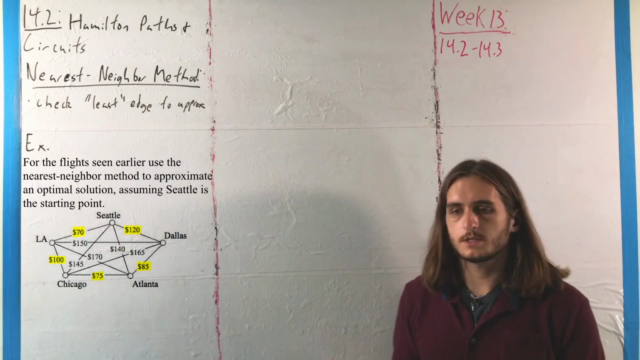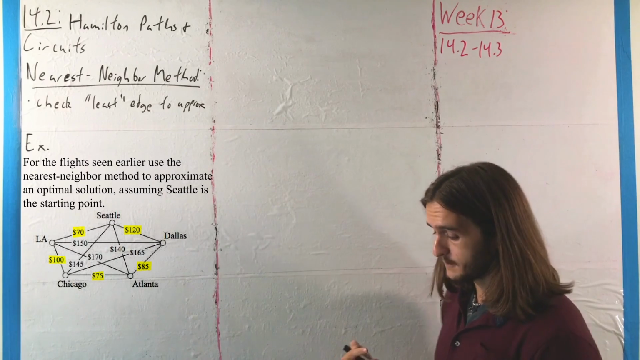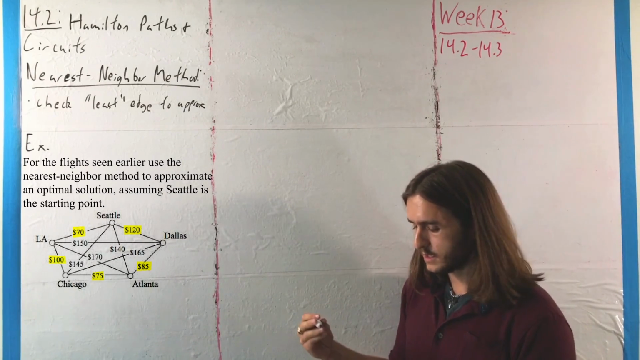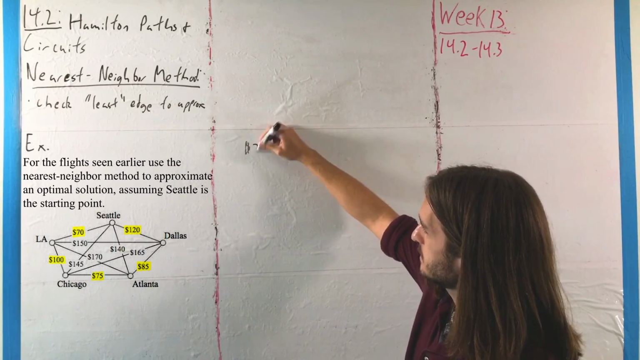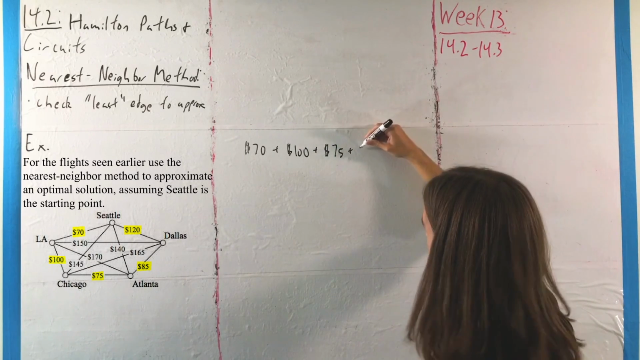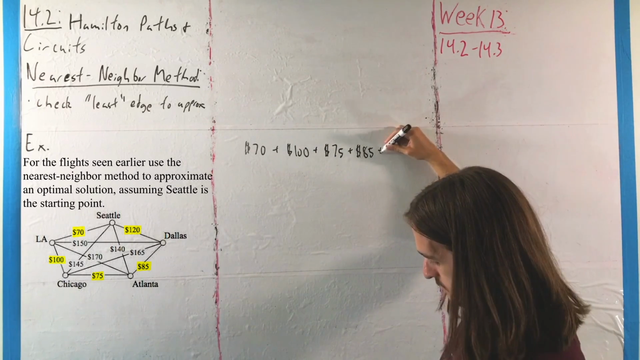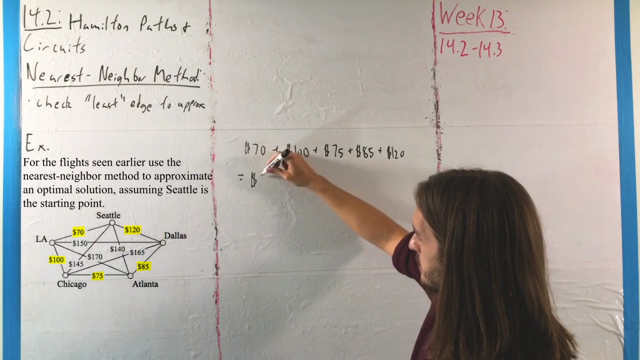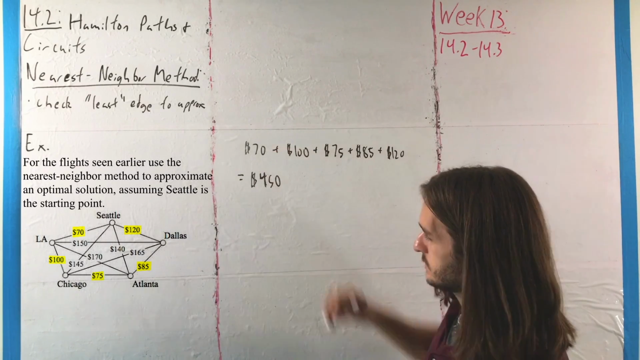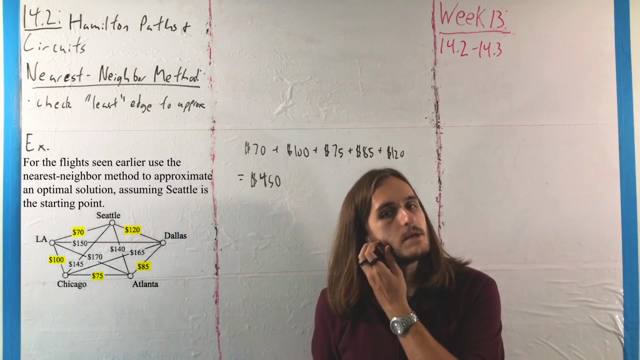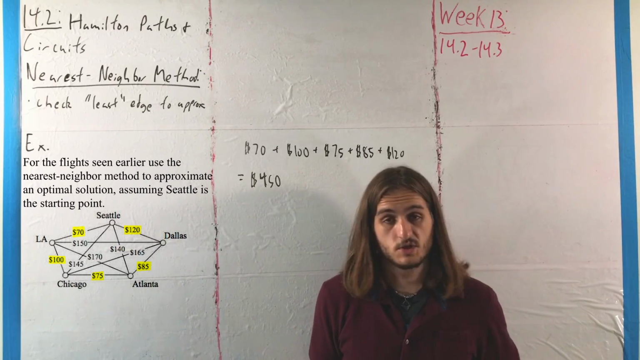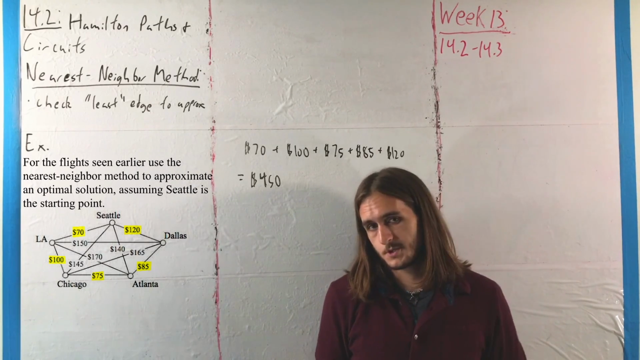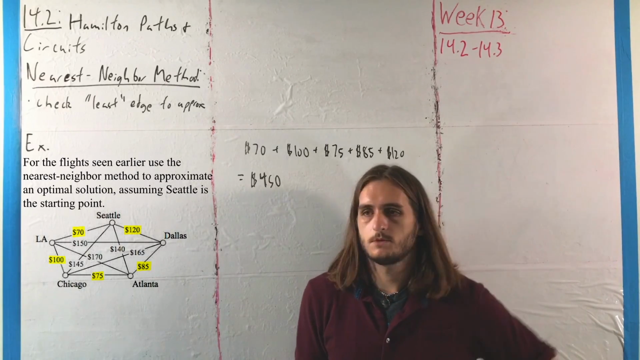So following that nearest neighbor method, going through the nearest one of each of our options, the total cost there is $70 plus $100 plus $75 plus $85 plus $120 for a total of $450. And that would be at least our approximate best solution. Might be the best, probably the best, looks like it should be the best. But if you wanted to be sure, you'd have to go through all 24 of those potential cases, and we do have better things to do with our time.